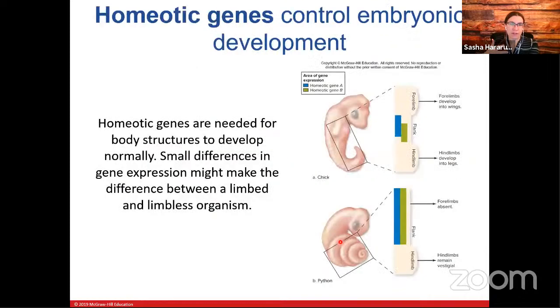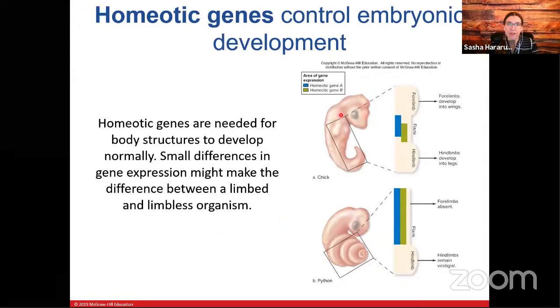So what influences these differing features of the bodies once the embryo develops into a baby mouse or baby chick or a baby human? There are specific kinds of genes that control embryonic development, and these genes are called homeotic genes. They are needed for body structures to develop normally, whatever normal is for a given species. Small differences in these gene expressions might make the difference between, for instance, a limbed and a limbless organism.